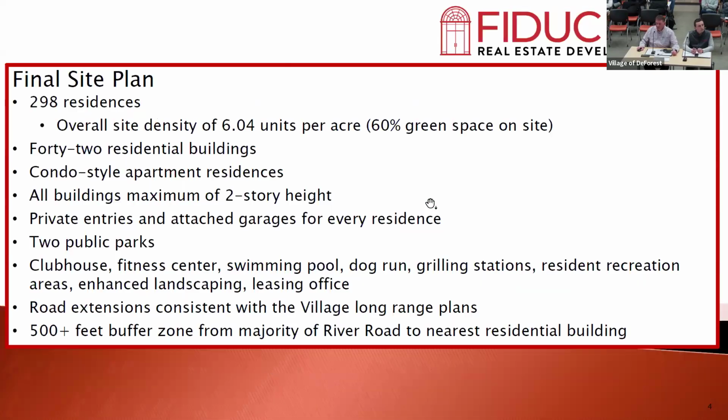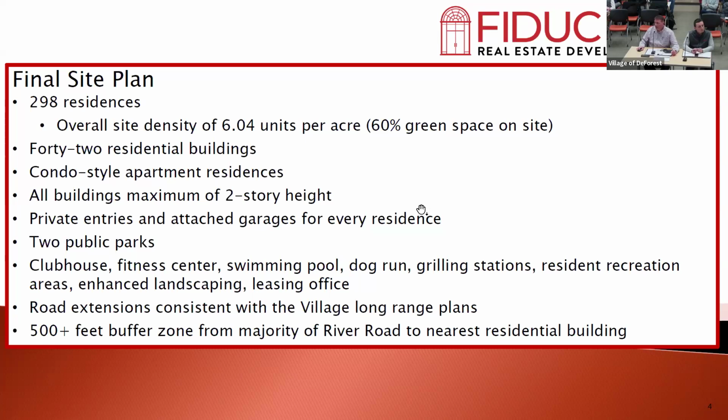Final site plan, again, very little has changed. 298 residences, overall density of 6.04 units per acre, 60% green space on the site. We intentionally set out to maintain a very large amount of green space on this site. There's 42 total residential buildings. They are all condo style apartment residences. This is really an attempt to blend in more with the single family residences versus what might look like an apartment complex. All buildings, two-story. Every unit has its own entry and every unit has a garage.